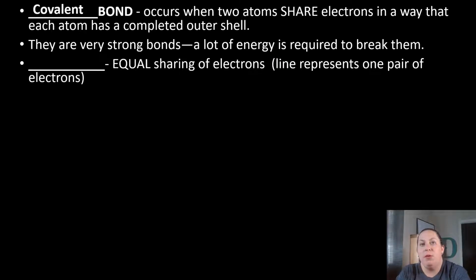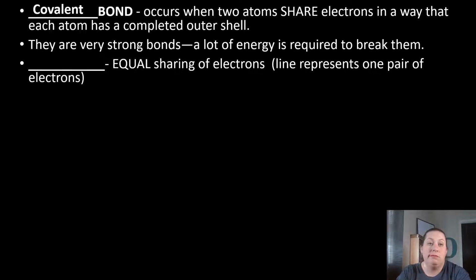The next type of bond we want to talk about are covalent bonds. Covalent bonds occur when two atoms are going to share electrons. I'm not going to give it away and I'm not going to take it, but I'm going to share it with another atom. These are very strong bonds. Okay, sharing here is a very strong bond. It takes a lot of energy to break these types of bonds.